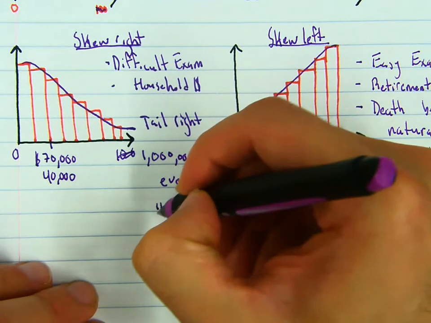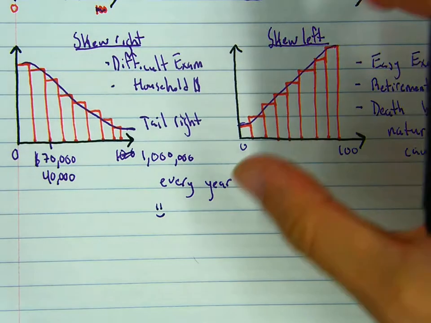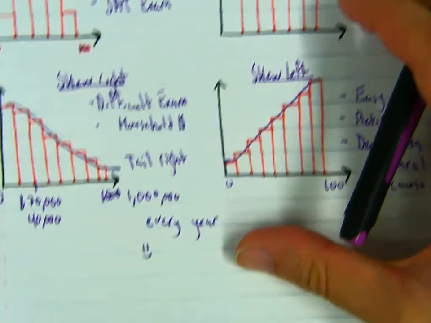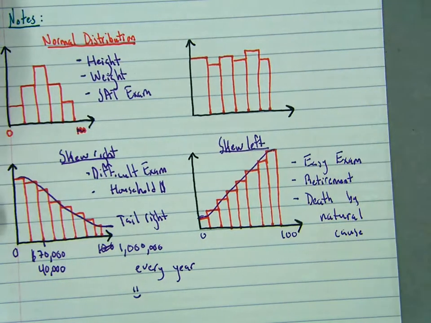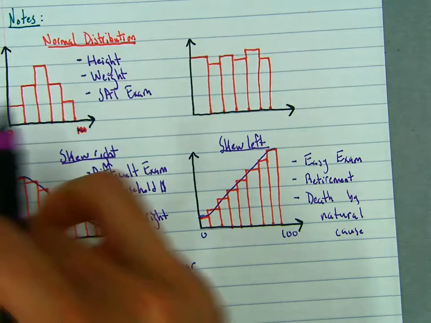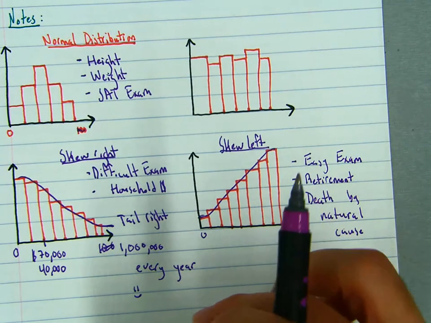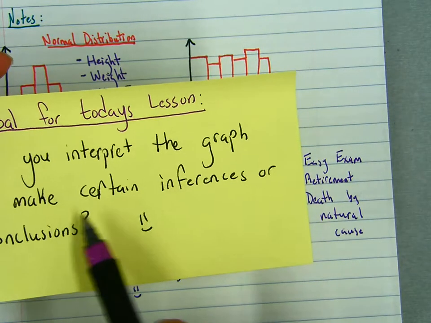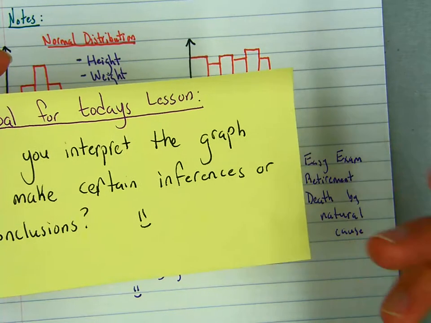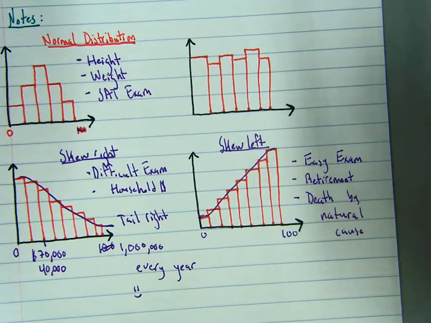Okay? That's the idea. Now, if we were to go through a lot of these examples, it would be very tiresome. And for this type of distribution, we'll take a look at it some other day because it's a lot to do for one day. I think these three are very good. But hopefully that felt okay. And remember that today's goal is, can you interpret graphs to make certain inferences or conclusions? That's the main idea for today. Can you interpret graphs?